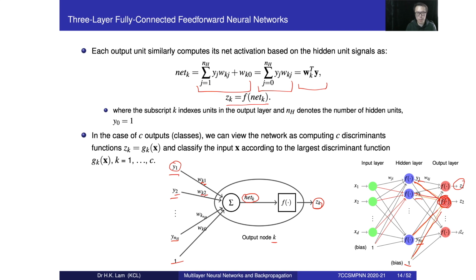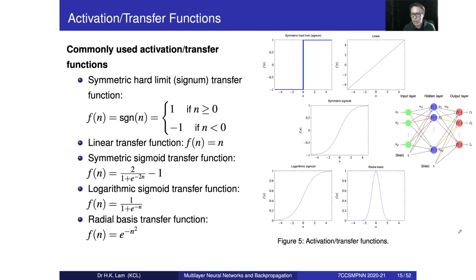Now we are going to talk a little bit more about what f we can use in the output and hidden layer. In general, these are some commonly used activation functions. Why did I put transfer function right here?